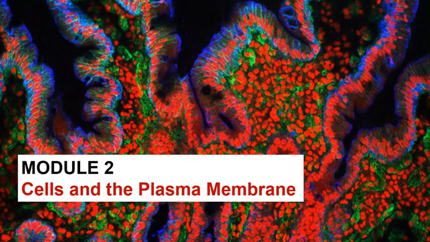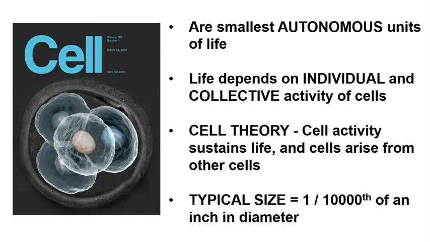Within Module 2, we will explore the topics of cells, as well as the plasma membrane of cells. So the cell is the structural and functional unit of life. Cells are the smallest autonomous units of life, because the term autonomous implies that they are capable of controlling their own internal processes. And it is these cellular processes that are going to sustain life.